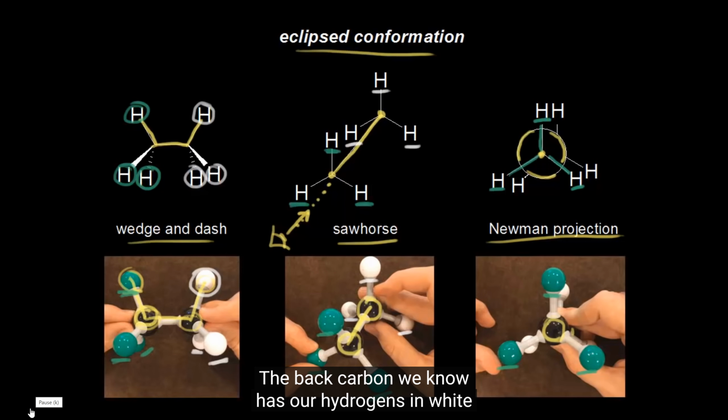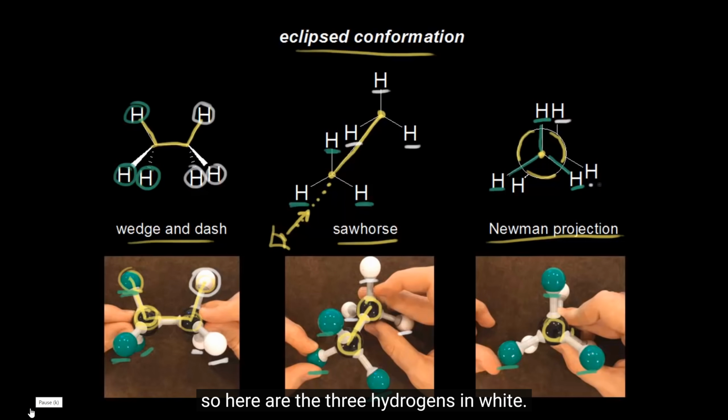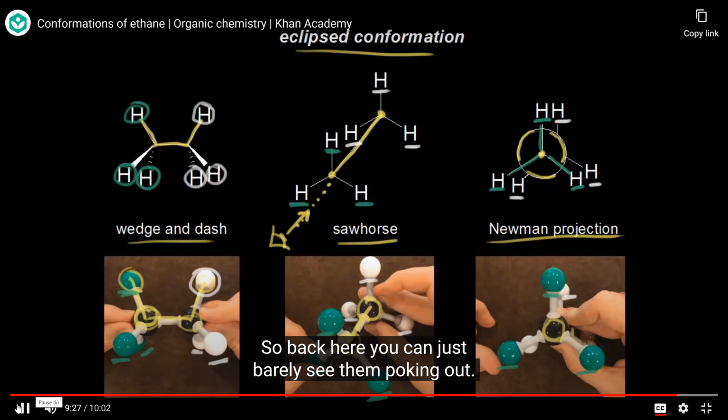The back carbon, we know, has our hydrogens in white. So here are the 3 hydrogens in white. Back here, you can just barely see them poking out.